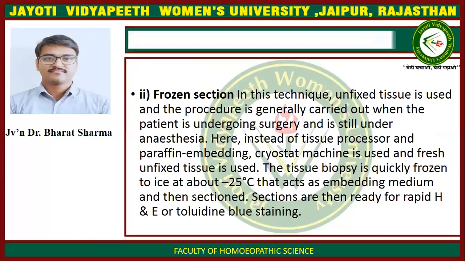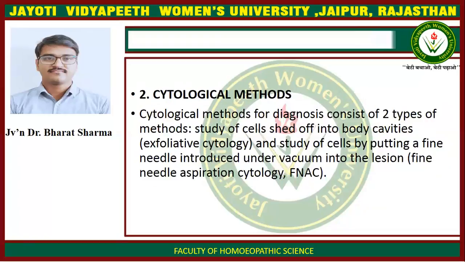Second is frozen section. In this technique, unfixed tissue is used and the procedure is generally carried out when the patient is undergoing surgery and is still under anesthesia. Here, instead of a tissue processor and paraffin embedding, a cryostat machine is used and fresh unfixed tissue is used. The tissue biopsy is quickly frozen to ice at about minus 25 degrees Celsius, which acts as the embedding medium, and then sectioned. Sections are then ready for H&E or toluidine blue staining.